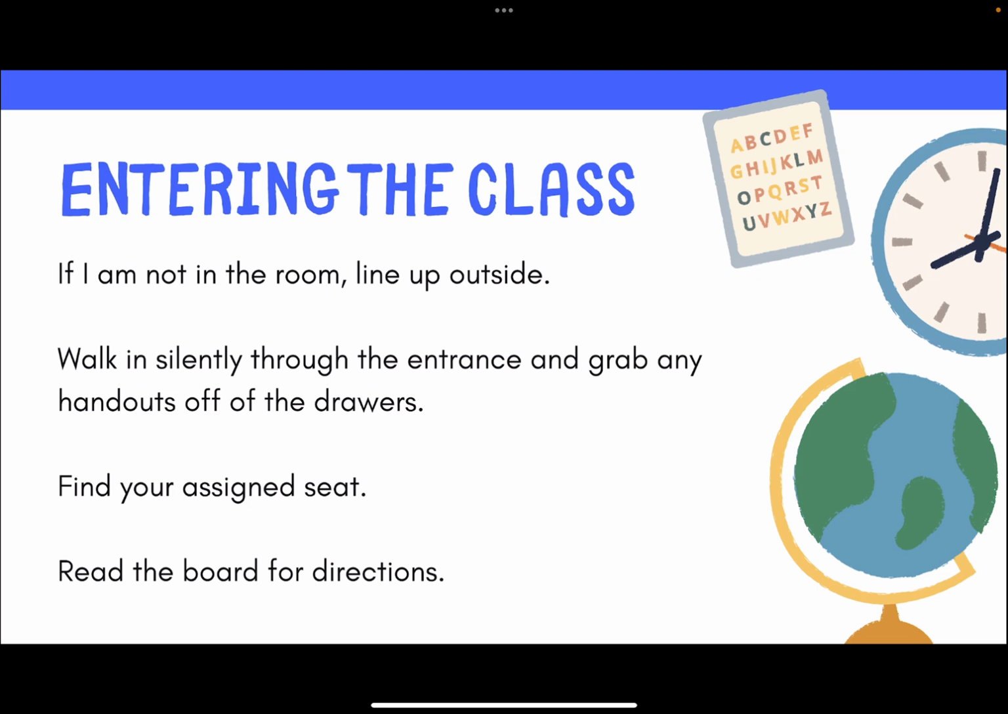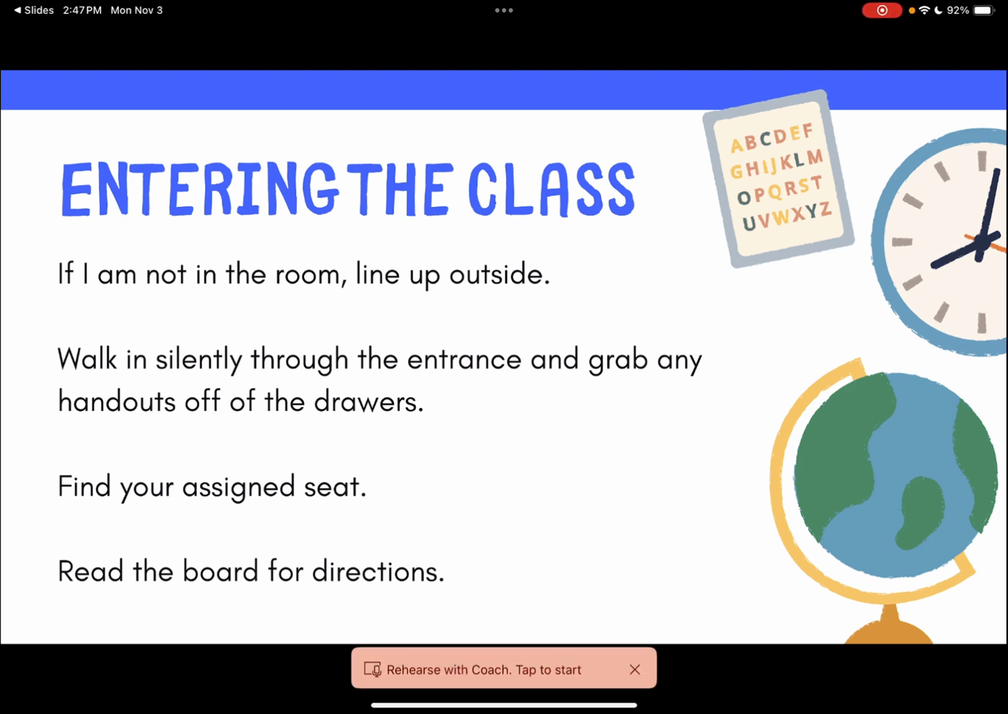Read the board for instructions. That is going to tell you everything you need to know for the day. It's always up there. It's going to tell you your bell ringer, what materials you need, any important dates, our agenda, all that stuff.